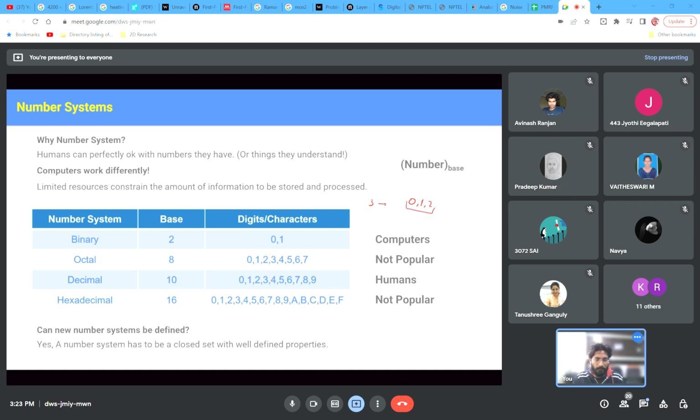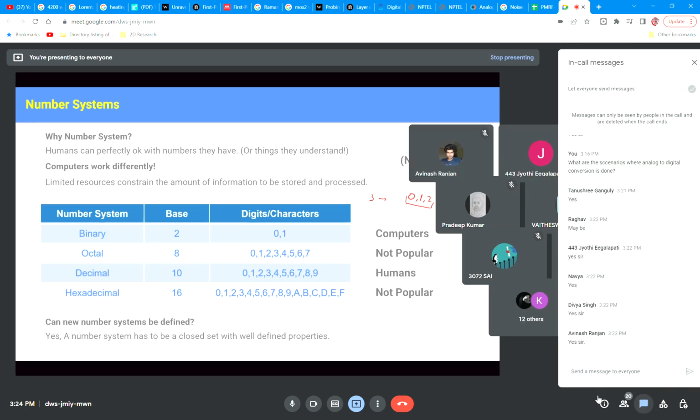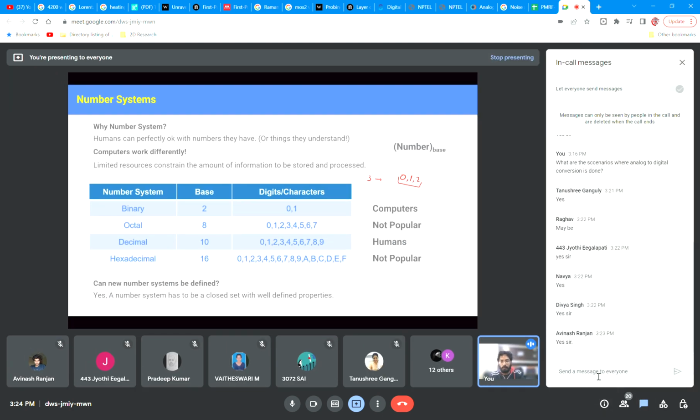So the professor might have taught you how to convert from decimal to different number systems. Yes or no? Yes, yes. Yeah. So let's do a short question. Let's convert 12 to base 3.